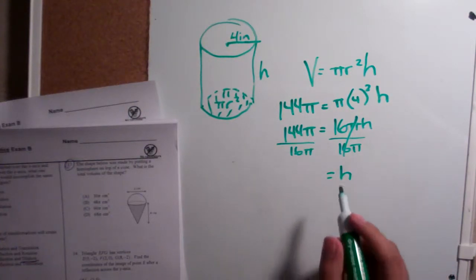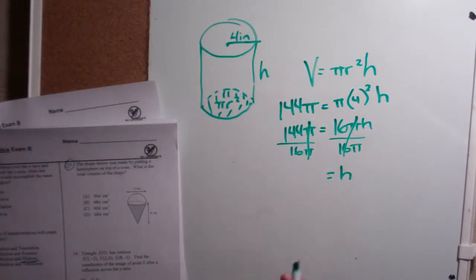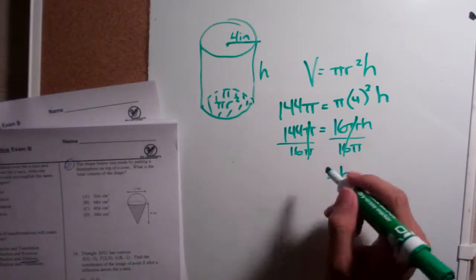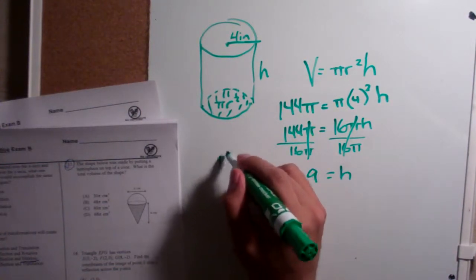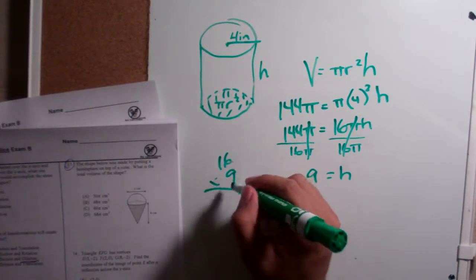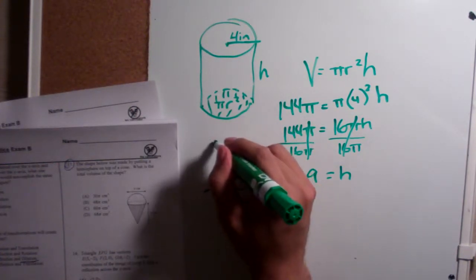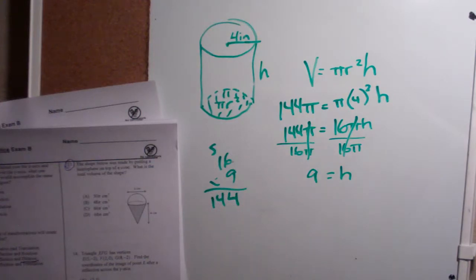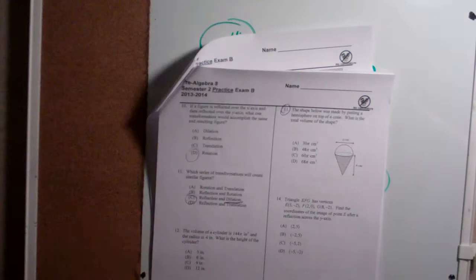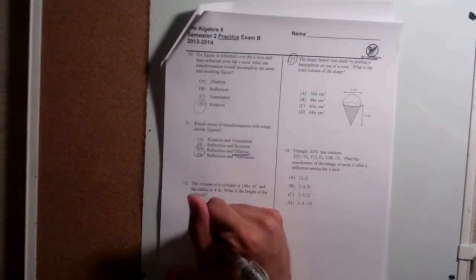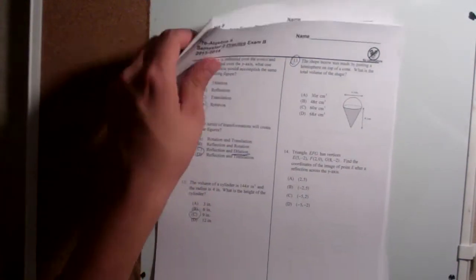So we're going to have h equal to, pi's undo each other, and I have to figure out how many times 16 can go into 144, and it turns out to be 9 times, because 16 times 9 is 144. Okay, so our height has to be 9 inches, so C is the correct answer for this. Okay. All right, going on to number 13.